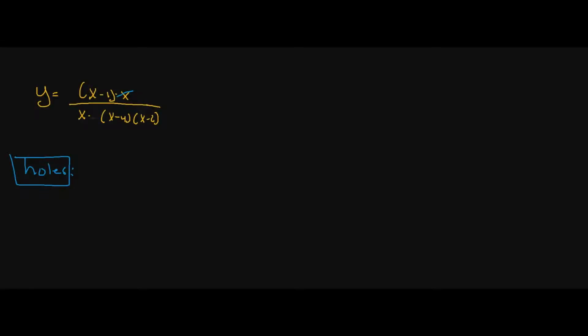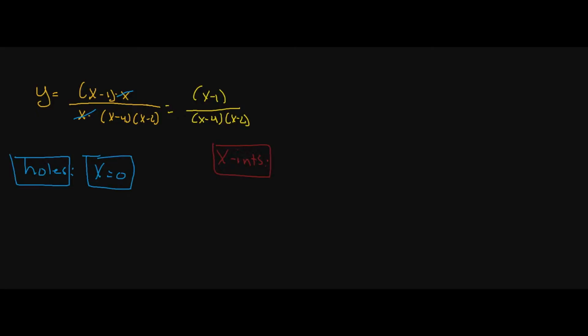Well, I notice these x's are the same. It's just an x, but they're the same, and because there's nothing attached to them, we just set it equal to 0. x equals 0, and this is my hole. That's it. Now let's find our x-intercepts. Because I canceled out these x's, I might as well rewrite this as x minus 1 divided by x minus 4 and x minus 2.